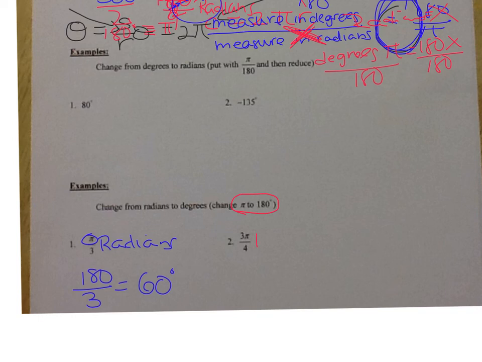This would be 3 pi over 4 radians. So I change my pi to 180 degrees. So it's 3 times 180 over 4, which comes out to be 135 degrees.